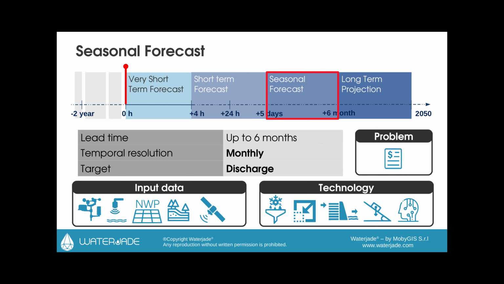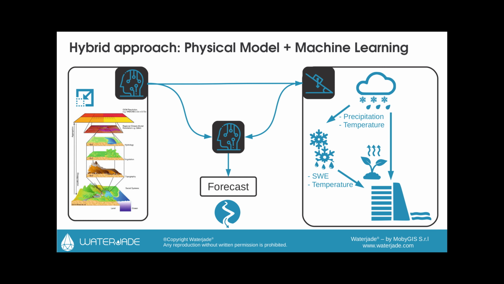Let's have now a look at the seasonal forecast, where the lead time is up to 6 months, the temporal resolution is monthly, and the target is the discharge. In this case, we use not only in-situ data and numerical weather predictions, but also satellite data. The general modeling scheme was still a hybrid approach, where we have two components, a downscaling and also a physical model, and both components are giving data to a machine learning algorithm that is producing the forecast.